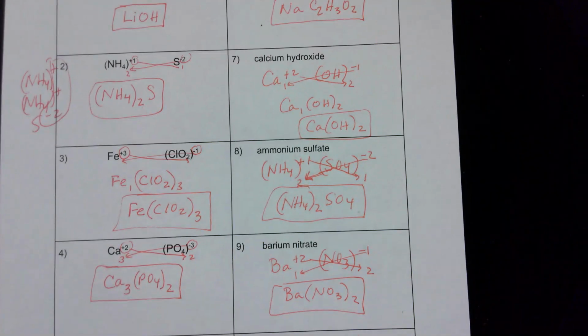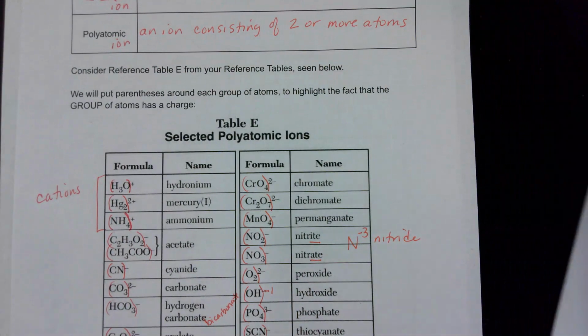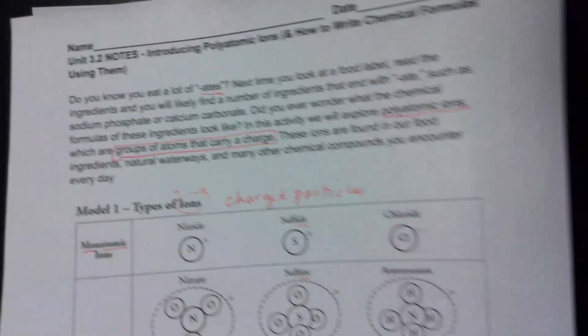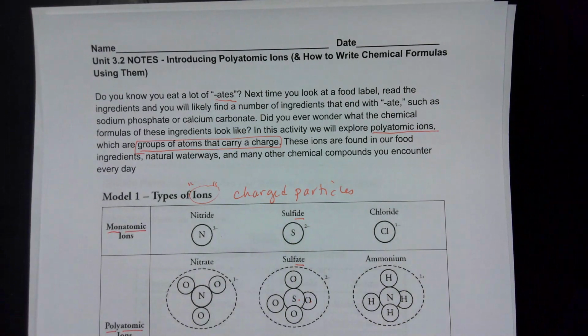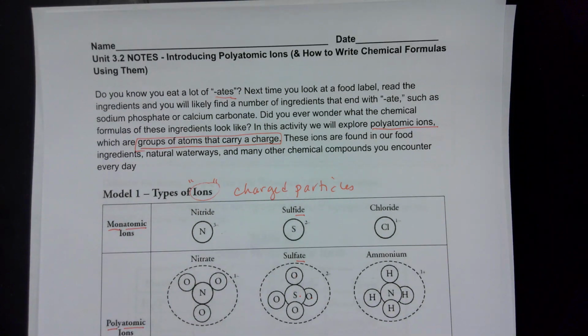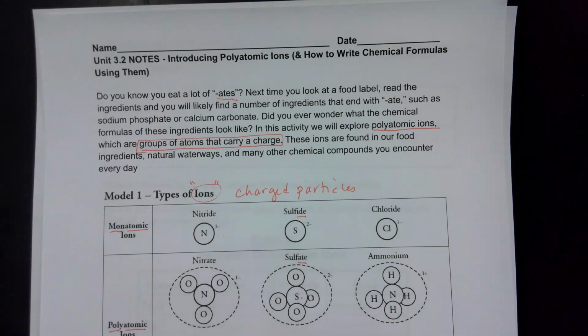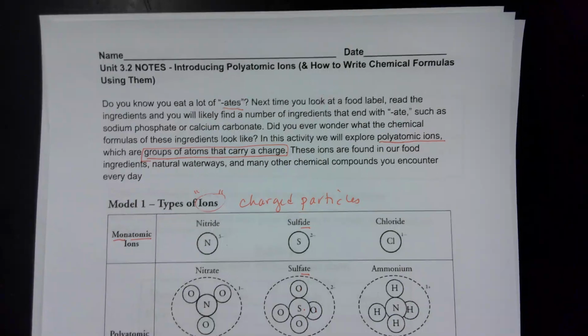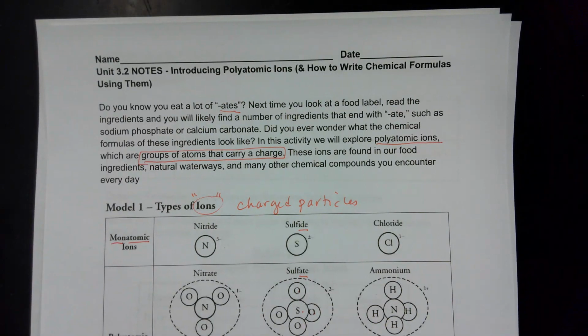So there you have it. We have learned about polyatomic ions. We have learned how to use polyatomic ions in writing chemical formulas. And so this hopefully adds to your collection of tools on how to write chemical formulas for ionic compounds.